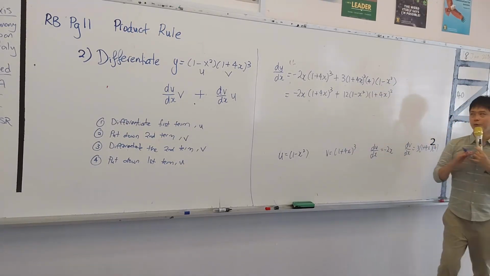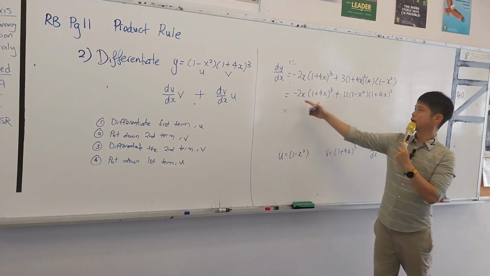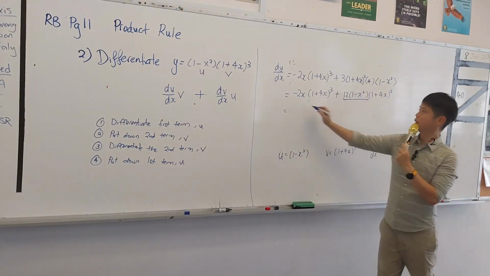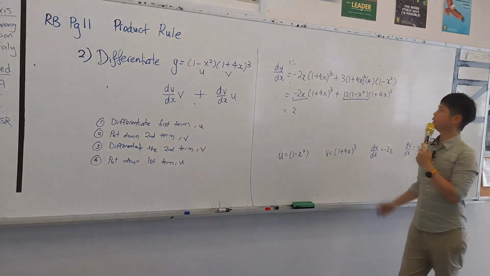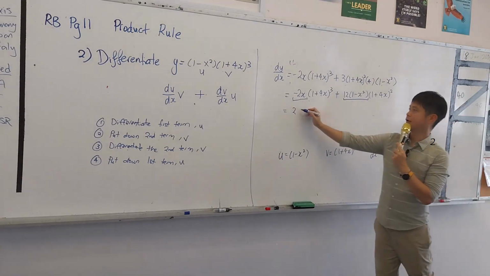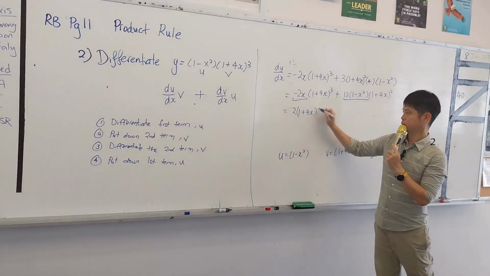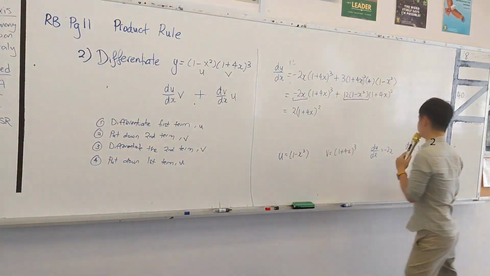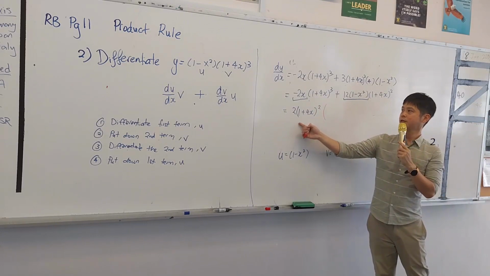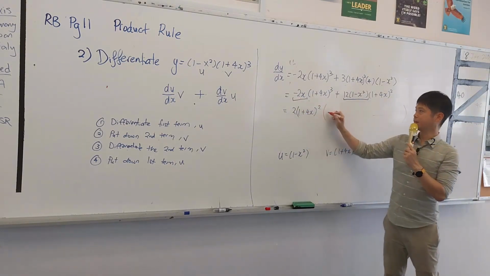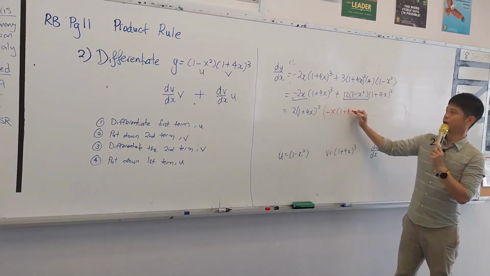Now we factorize out the common factors, the highest common factors. For this part here and this part here, the highest common factor is 2. No more already, right? Then the highest common factor for these two terms will be 1 plus 4x squared. So how do you do factorization? It's a division. You take this divided by this. So if I divide, I get negative x. If I divide, I get 1 plus 4x.